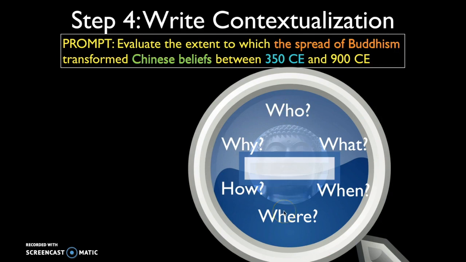In doing so, we'll be providing some context for getting into your essay when you're discussing and focusing instead on the transformation of Chinese beliefs as a result of the spread of Buddhism. All right, so that's how you write the introductory paragraph with both the contextualization and the thesis. In the next video, we will pick up on how to write the body paragraphs.